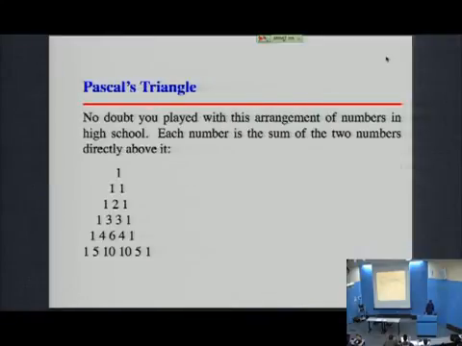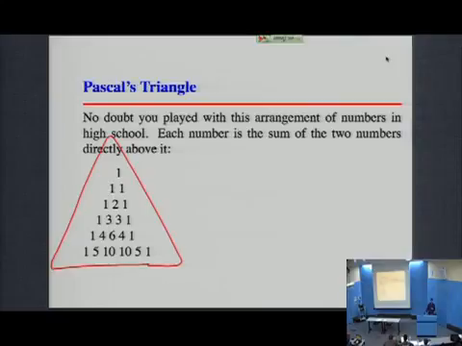You did it in high school when you computed Pascal's triangle. Does everybody remember Pascal's triangle? It was this number thingy where each element was the sum of the two numbers above it, right? Does everybody remember that about Pascal's triangle? That I think people remember.